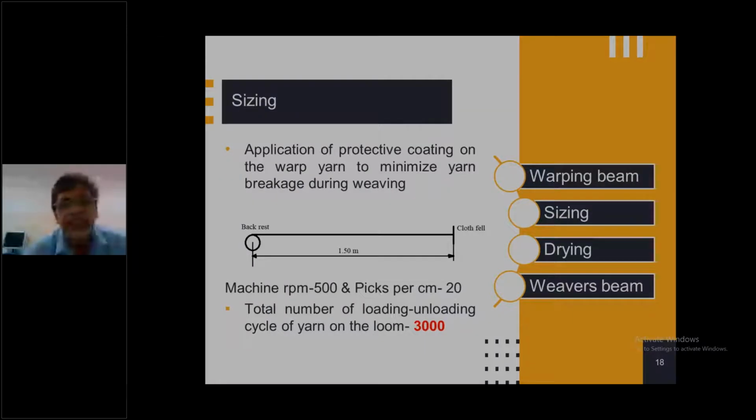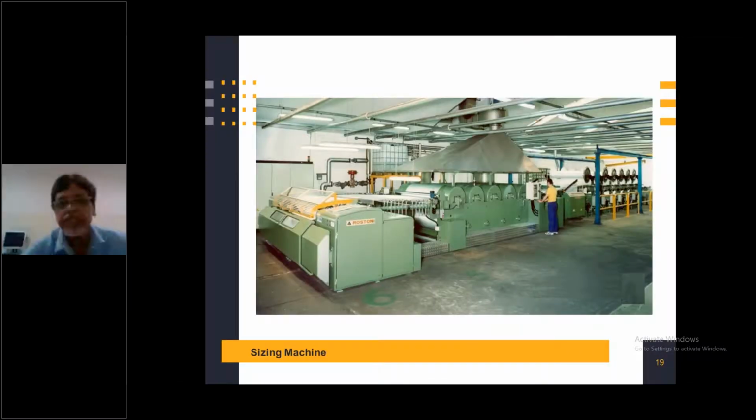Now, the sizing machine is a big machine, and this is one of the most energy consuming machines as far as textiles are concerned. The reason is very simple, because here the whole yarn is in wet condition. We apply size in a wet condition, totally saturated, 100% wet, and when it reaches the other end, it should be totally dry. So the whole process uses a huge amount of energy, and this is one of the machines where we are using maximum energy.